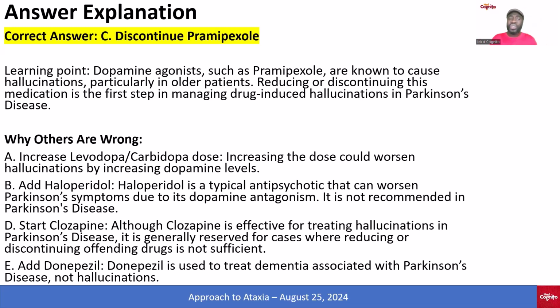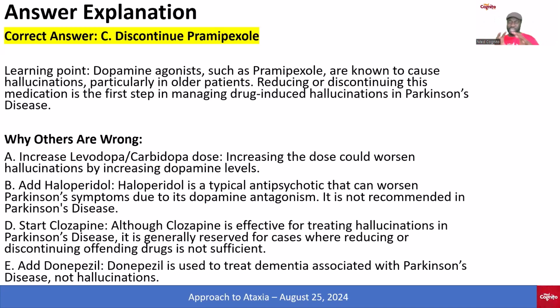Number four, why is donepezil wrong? Adding donepezil is wrong in this situation because donepezil is used to treat dementia associated with Parkinson's disease, but this patient's concern is hallucinations. Now, doctors, you know, this is just the second question. We have so many questions to do today.